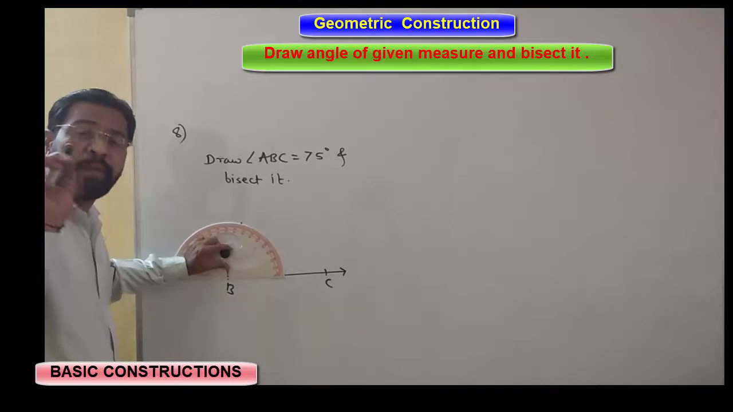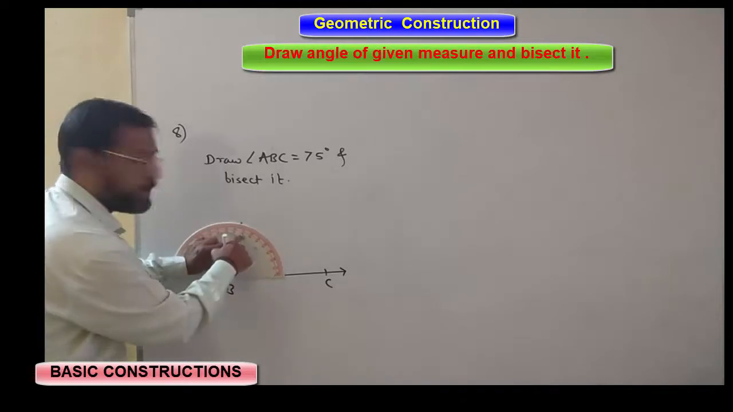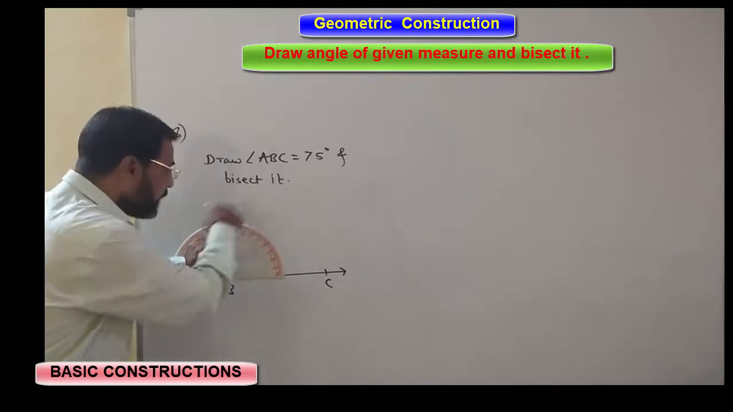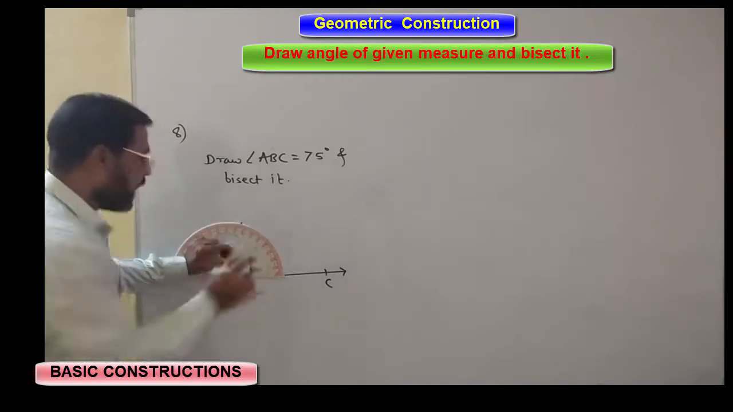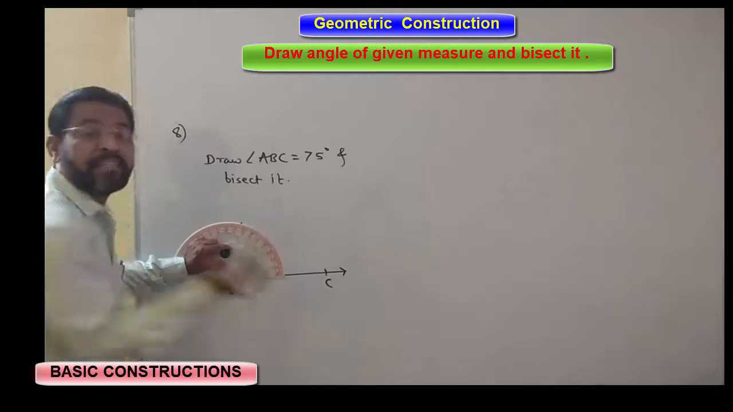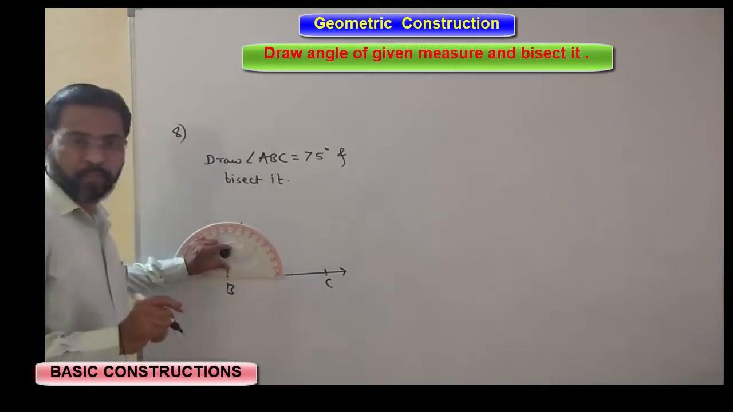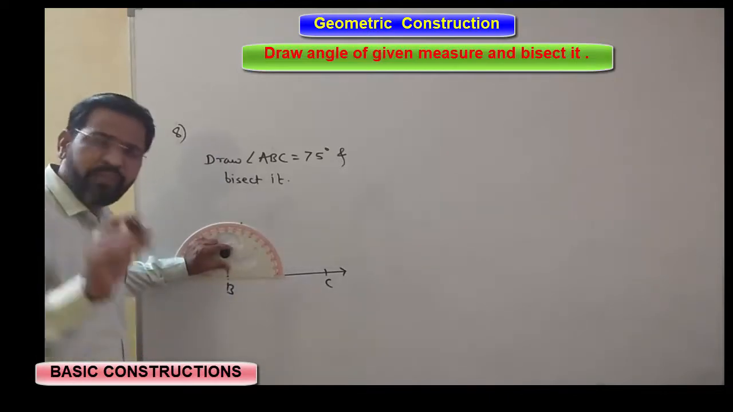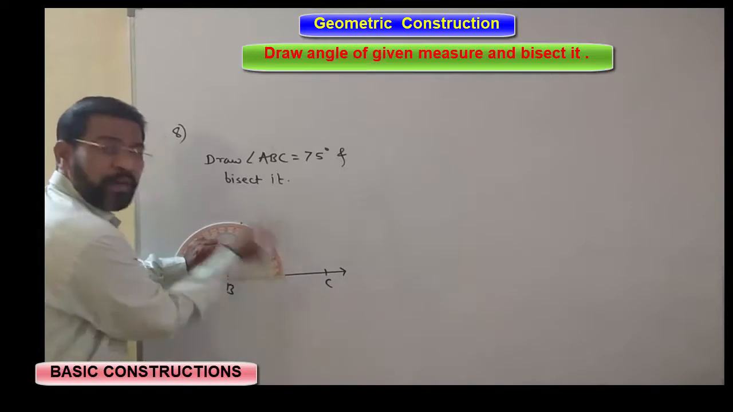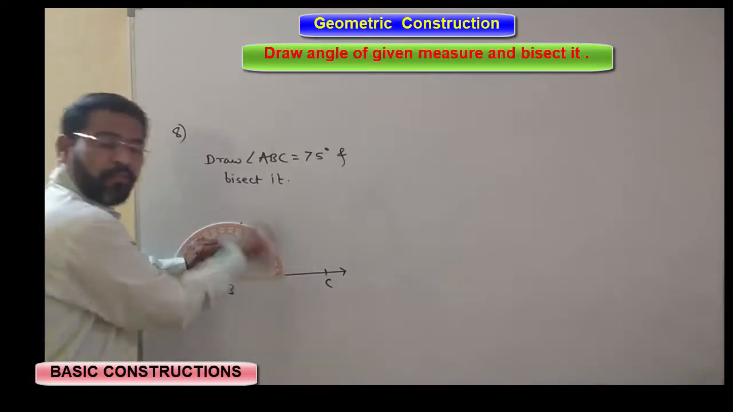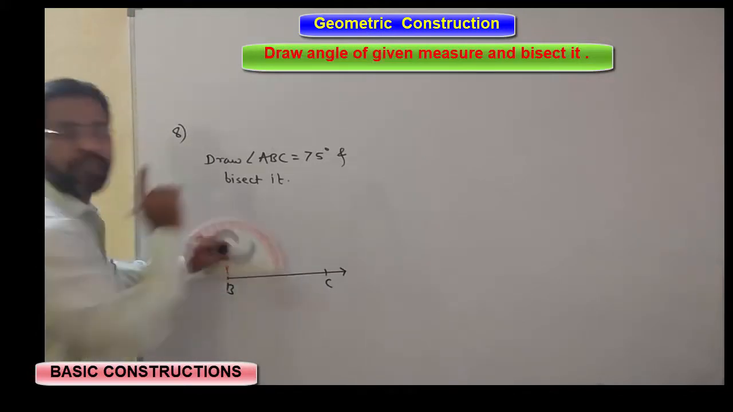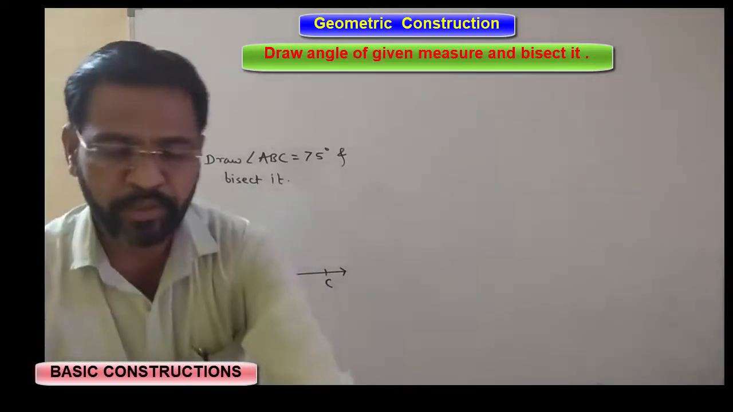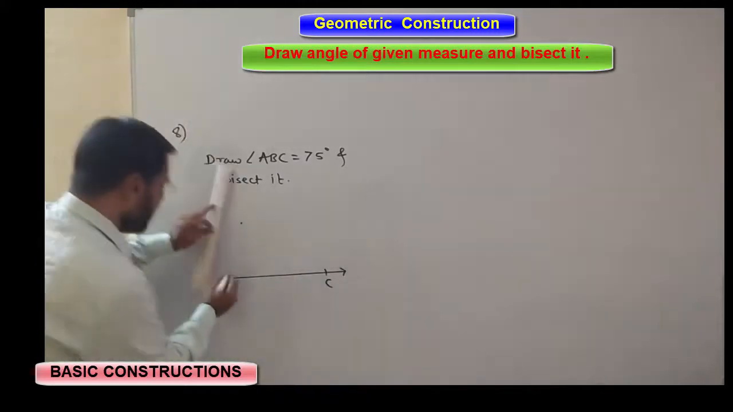Sometimes students can make a mistake here. First they do 70, and for the remaining 5 degrees they get confused about which side to take. If you take this side, that is nothing but 65 degrees. That is why you must be very careful: by whichever way you came here, by the same way you take the remaining degrees also. After 70, take 5 degrees, and now join that particular point to this B here.